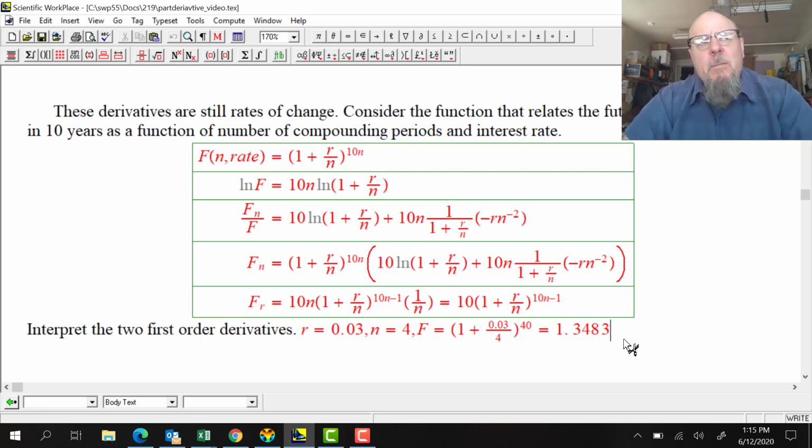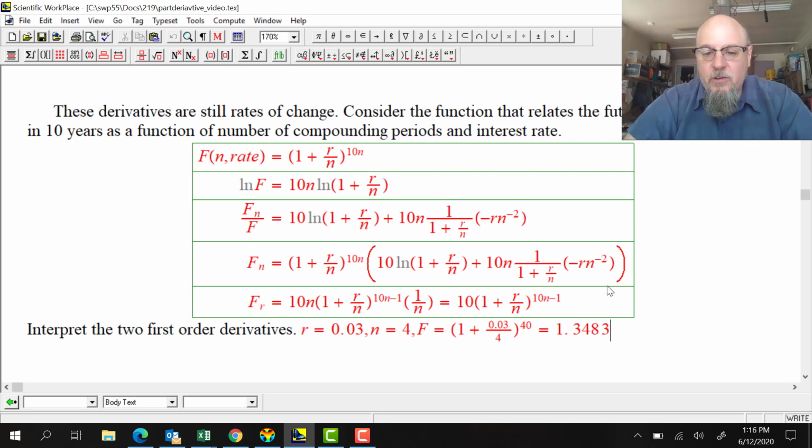But maybe I'm in the bank and I want to negotiate something, right? If I could get a higher interest rate, that would make me more money in 10 years. Or if you could compound more often, that would also increase the amount of money. So what should I argue for? A little bump in interest or a little bump in the number of compounding periods?